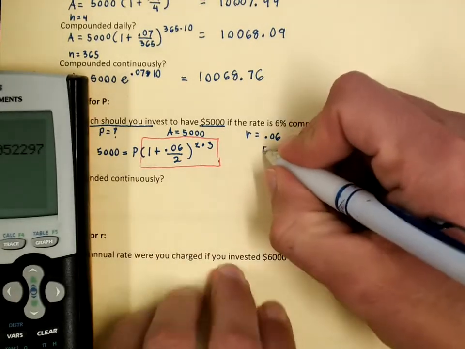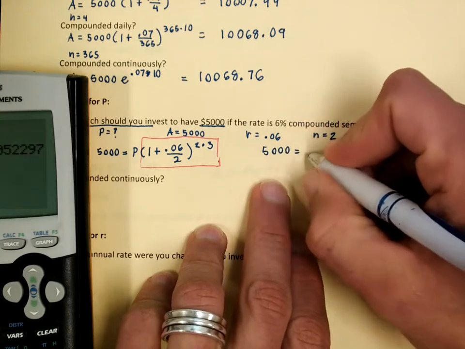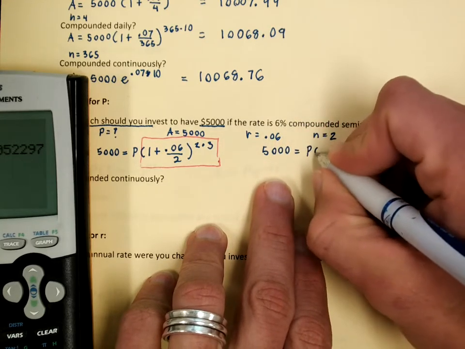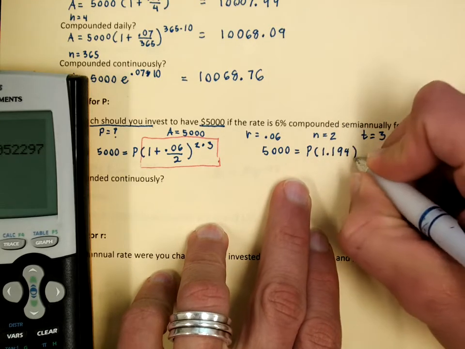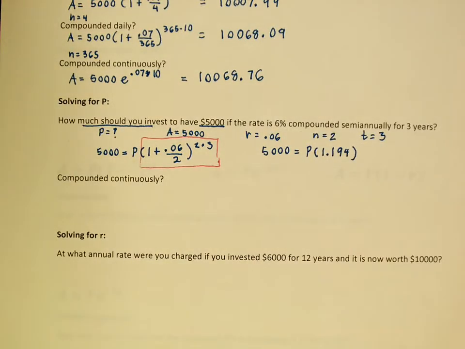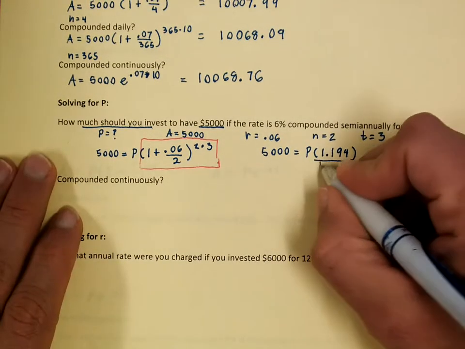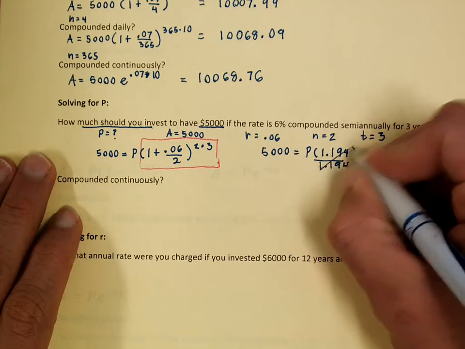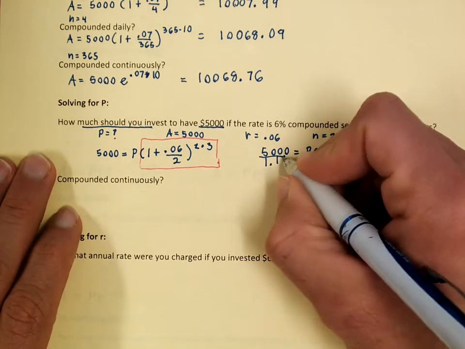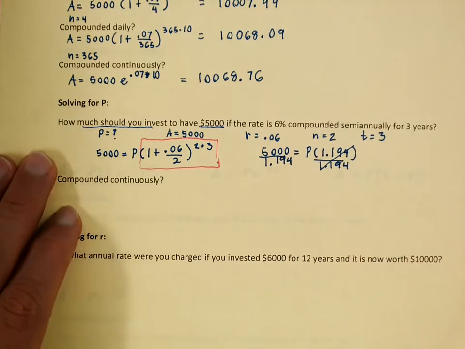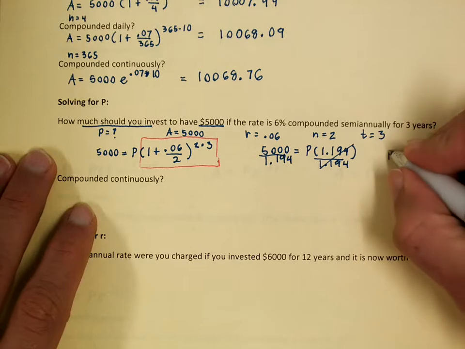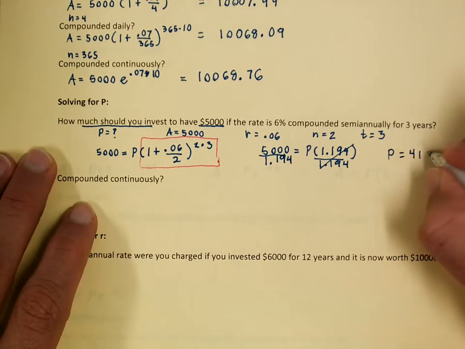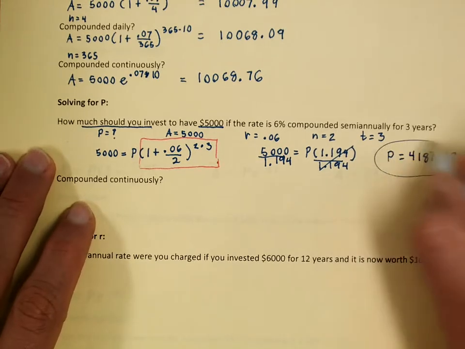We got 5,000 is equal to P times 1.194. Let's just leave it at that. Okay. So all we have to do is we're trying to get the P by itself, so we're going to divide both sides by this number. Right, and that's going to give us the principal amount of 4,187 and 42 cents. Okay, so that's the answer for that one.